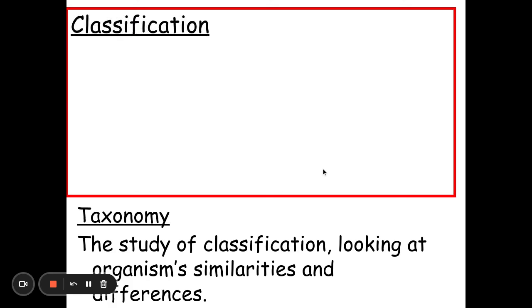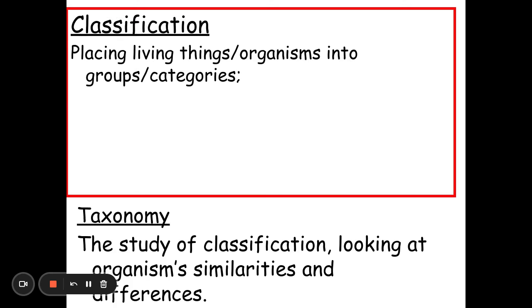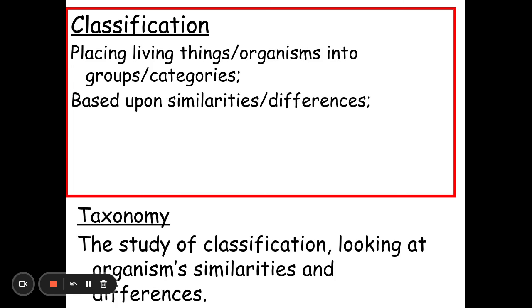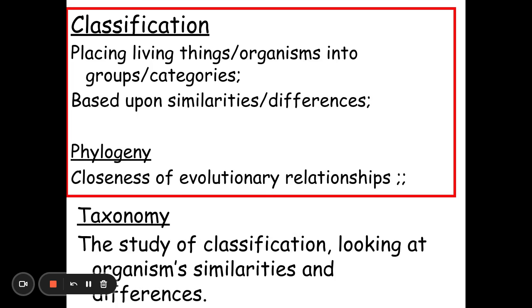Anything in a red box, don't forget, is directly taken from the mark scheme. Classification is where we place living things or organisms into groups or categories. That's for 1 mark. Based upon similarities and differences is for the 2nd mark. And phylogeny, you get 2 marks for this one statement. It's the closeness of evolutionary relationships.